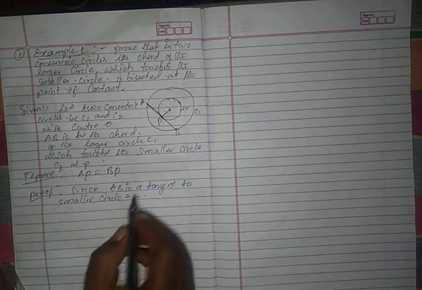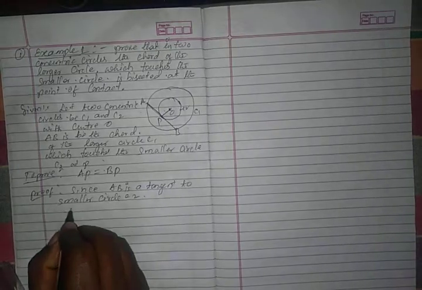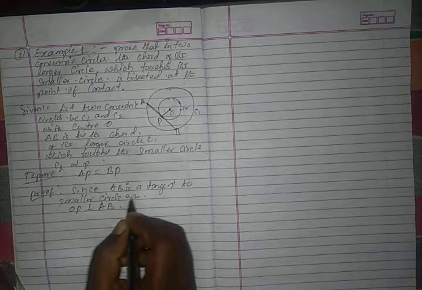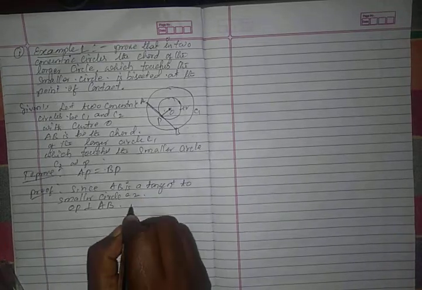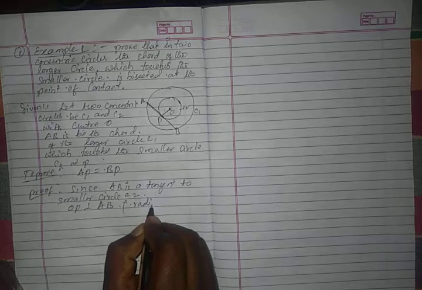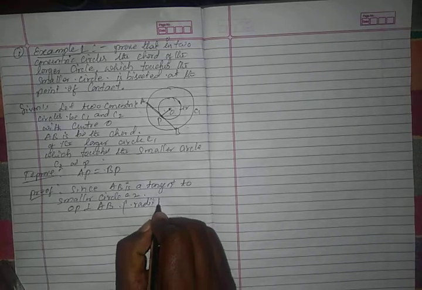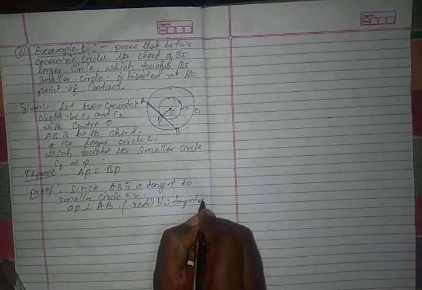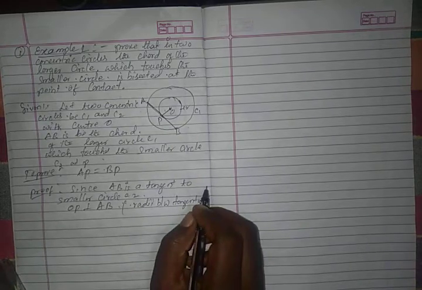So, therefore, OP is perpendicular to AB, because the tangent and the radius are always perpendicular. The angle between the radius and the tangent is 90 degrees. So this is the reason.